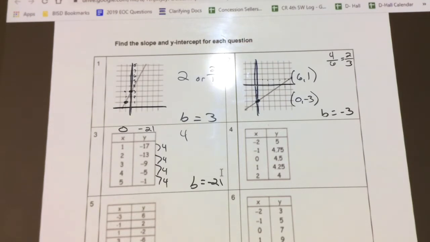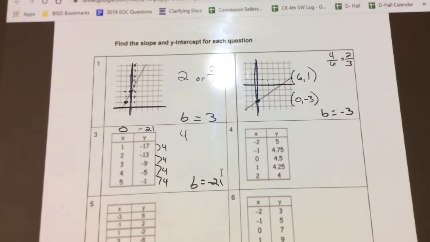Anthony, what'd you get? Give me one of them. Is the y-intercept 0.25? Because it's adding by 0.25 every single time. So is that going to be the y-intercept or is that going to be the slope? That's the slope. So 0.25 is correct, but that's going to be for your slope, not your y-intercept.